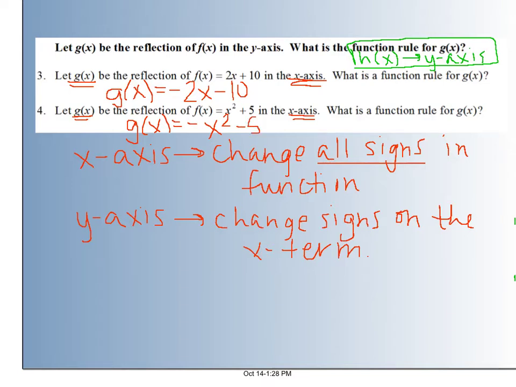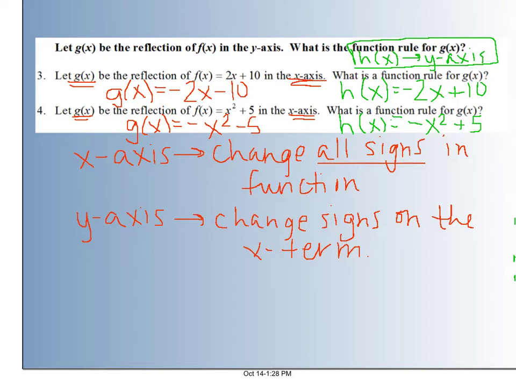Now I'm going to switch to green. We're going to look at the y-axis. So h of x equals, now remember I'm looking back at my original function, and I'm only switching the sign in front of the x. So negative 2x plus 10 stays the same. In my second example, h of x equals negative x squared, but the plus 5 stays the same.